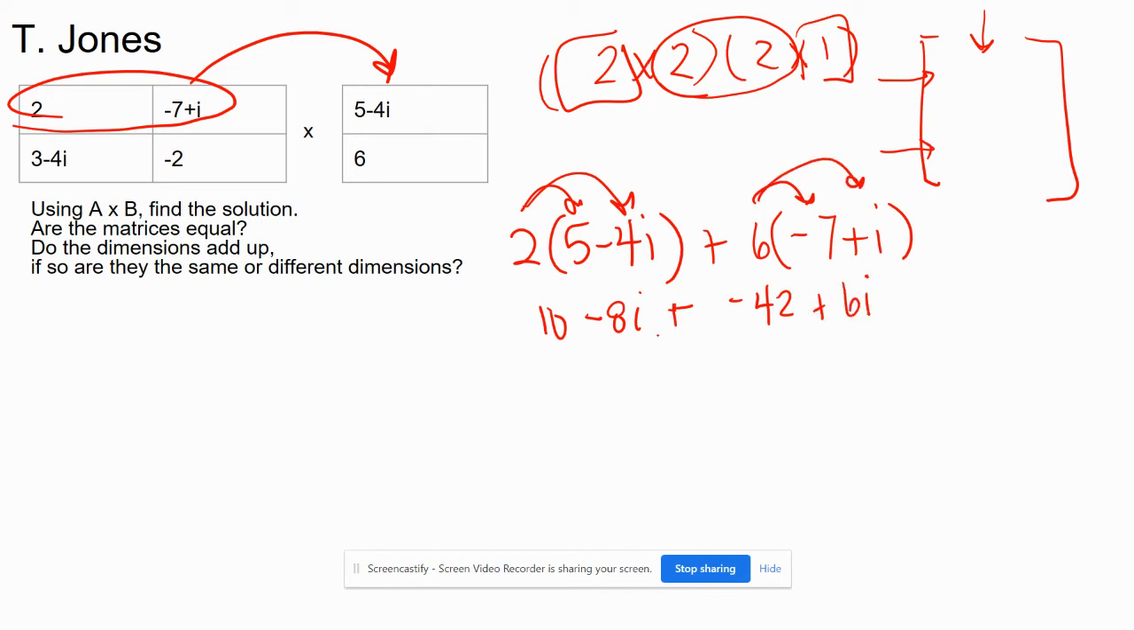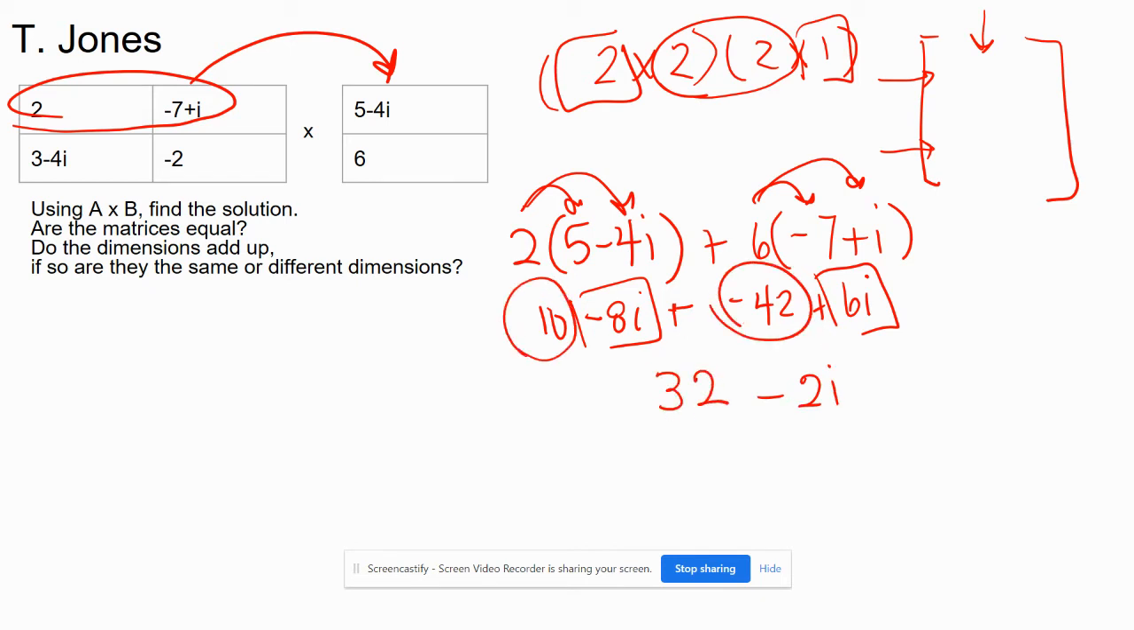Now we're going to combine like terms. So we have a negative 8i and a 6i. That 8's negative, so we're going to have a negative 2i. And then 10 and negative 42 are going to give me negative 32. So that's the first column. So at the top, negative 32 minus 2i. Then you're going to do the same thing at the bottom. First number, top number. So 3 minus 4i.